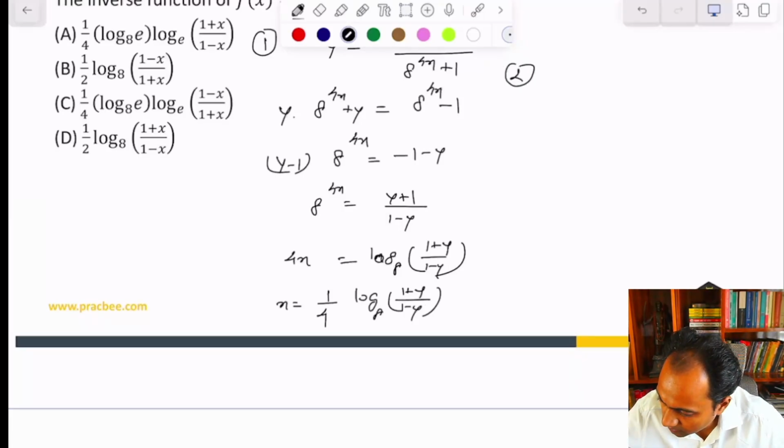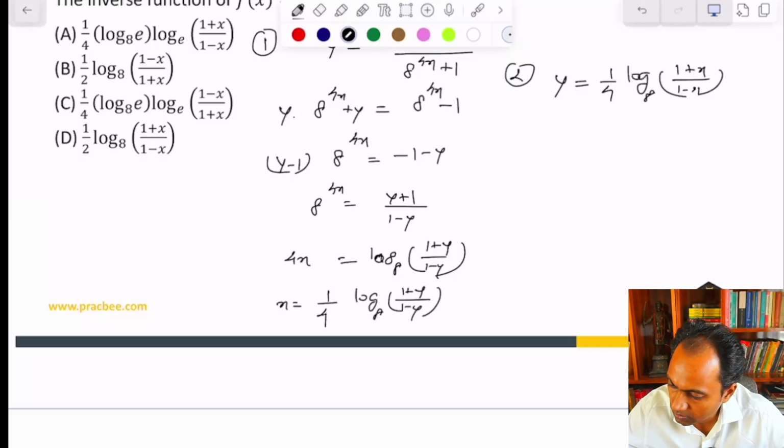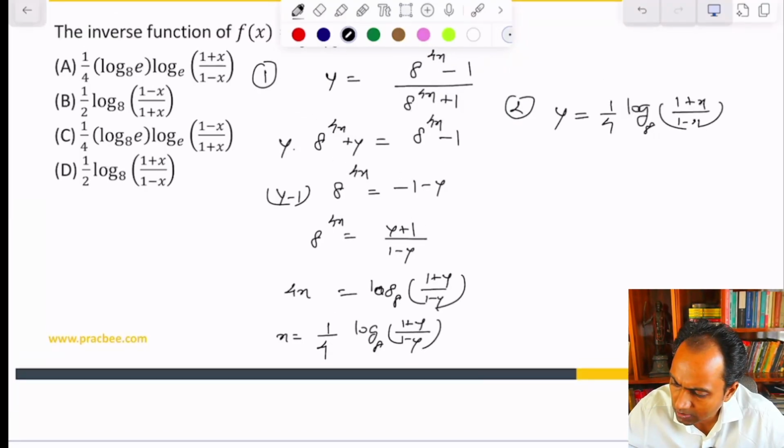In the next step, we can write y as nothing but 1/4 times log of (1+x)/(1−x). Now let us check options. If you look into the options, you can see that option A comes out to be it.